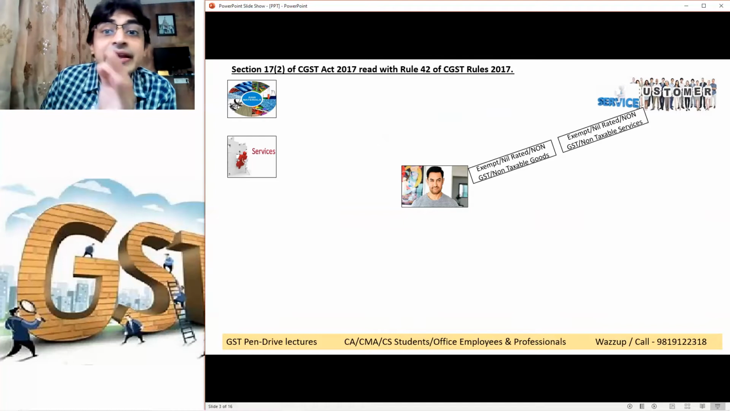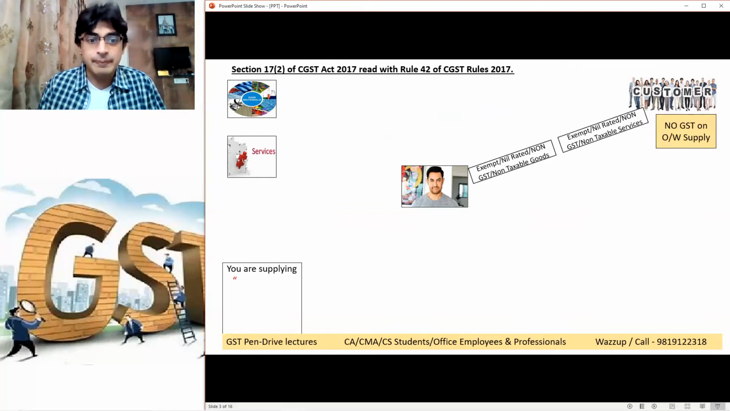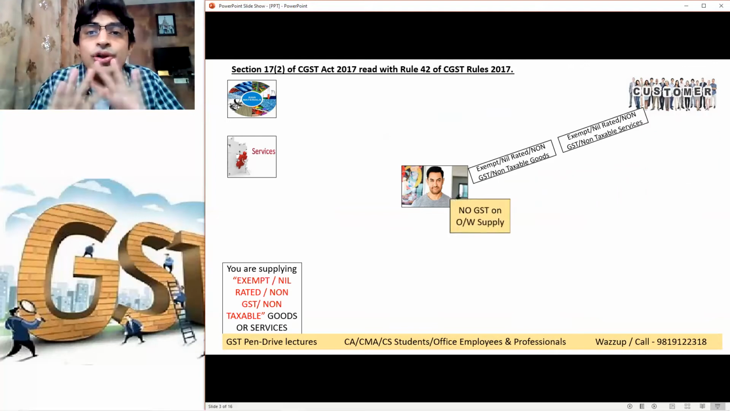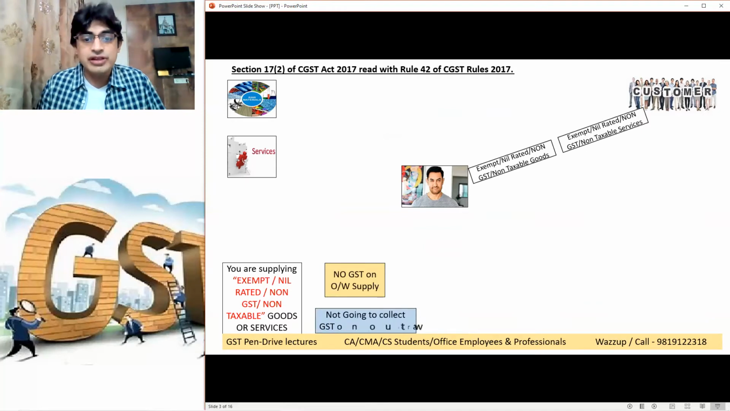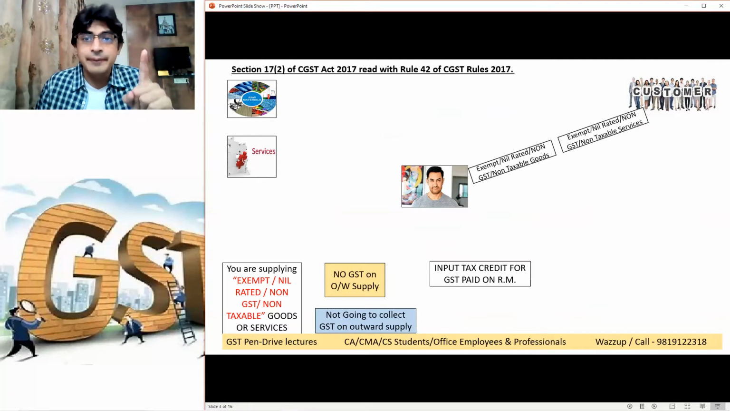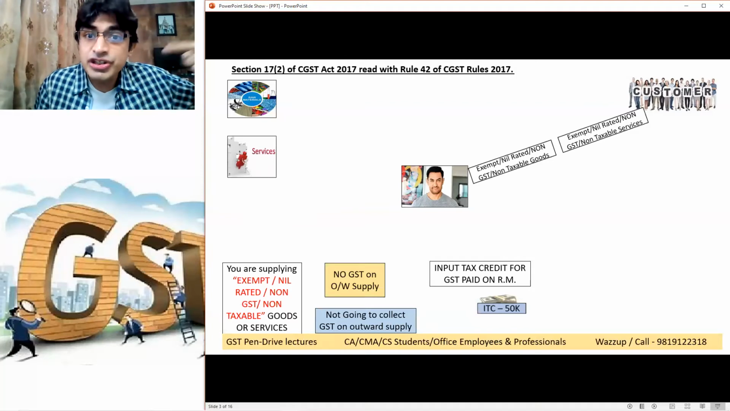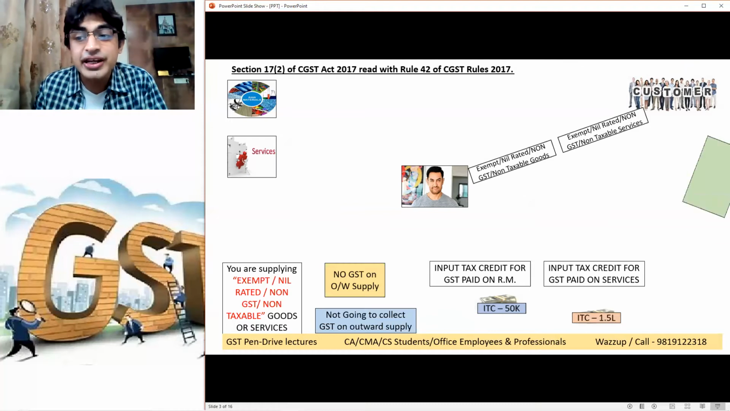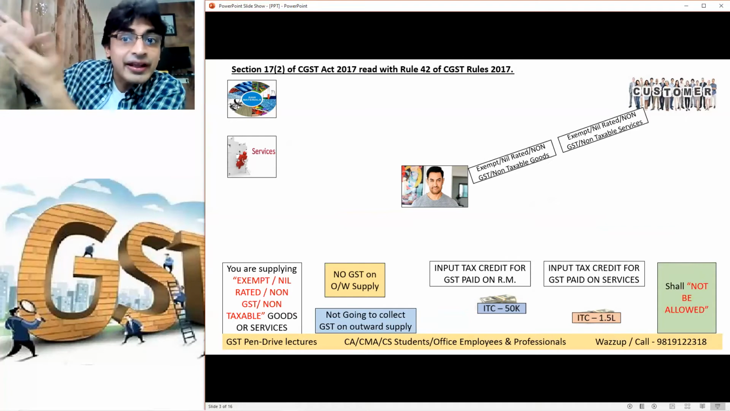Now think about it. My outward supply is exempt. So what will the government tell me? You are not collecting GST on outward supply. You are supplying exempt goods or exempt services. There is no GST on outward supply. Amir is never going to collect GST. So what does the provision say? If the registered person is not going to collect GST on outward supply, whatever GST has been paid on raw material, say 50,000, whatever GST has been paid on services, say 1,50,000, both of these input tax credits won't be allowed. It won't be allowed. Why? Because the outward supply is exempt, nil rated.